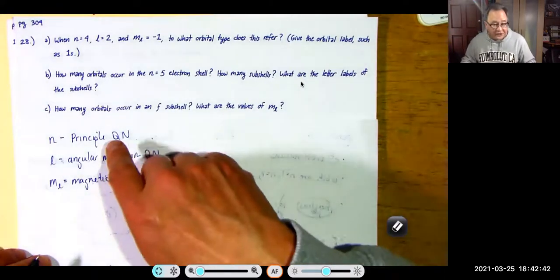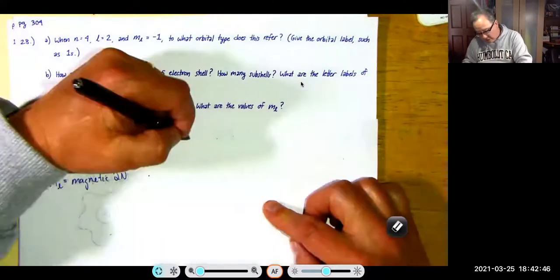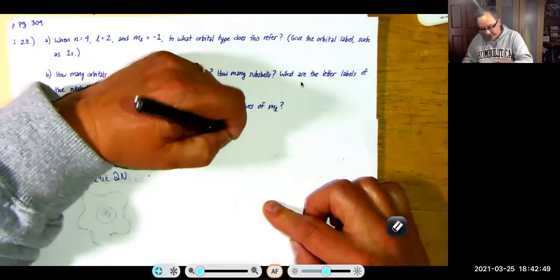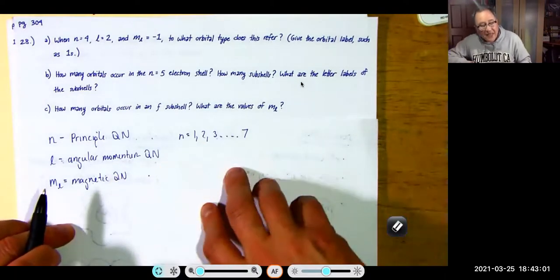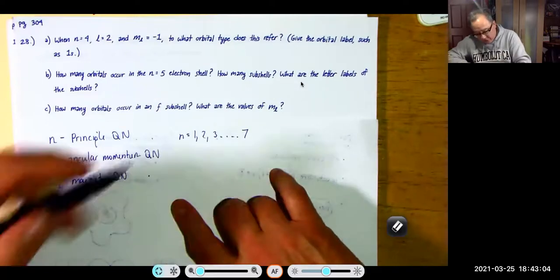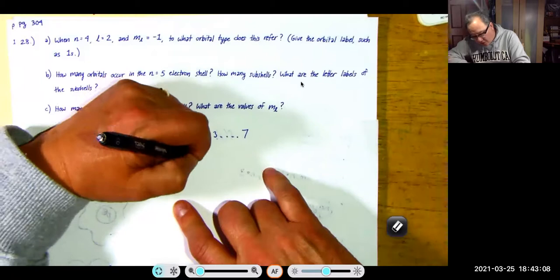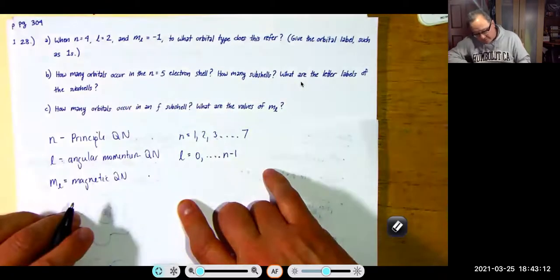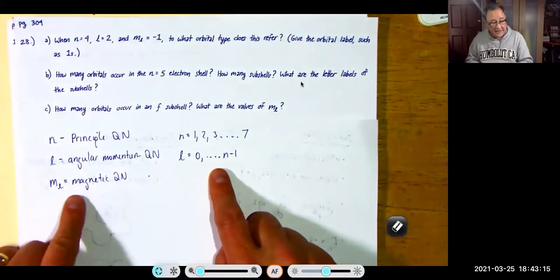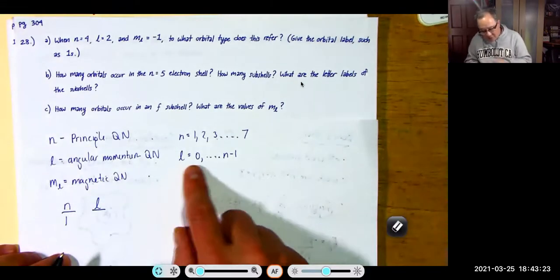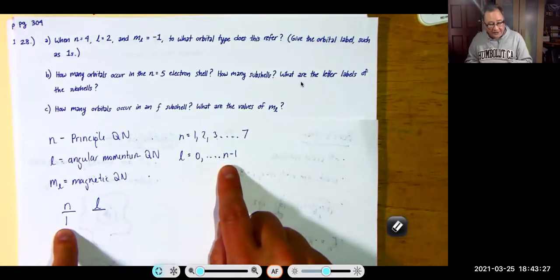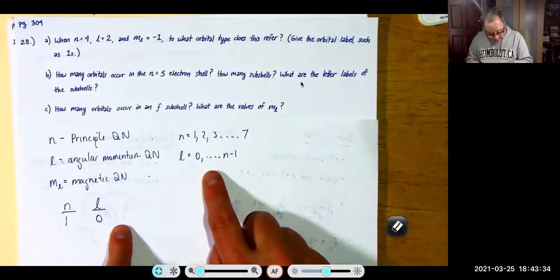So for our wave functions, the values that n can be are 1, 2, 3, all the way up to essentially 7. The angular momentum quantum number that is allowed depends on what n is. So l can be 0 all the way up to n minus 1. So let's talk about this one before we go on to the magnetic quantum number. So if n is equal to 1, l can be 0 all the way up to n minus 1. Well, what is n minus 1 in this case? It's 1 minus 1, which is 0. That means l can be 0, but it can't be 1 because n minus 1 is 0.